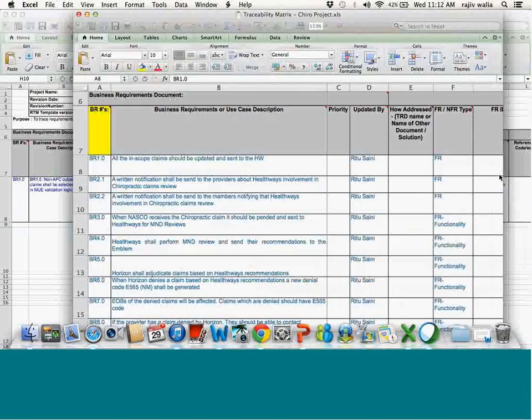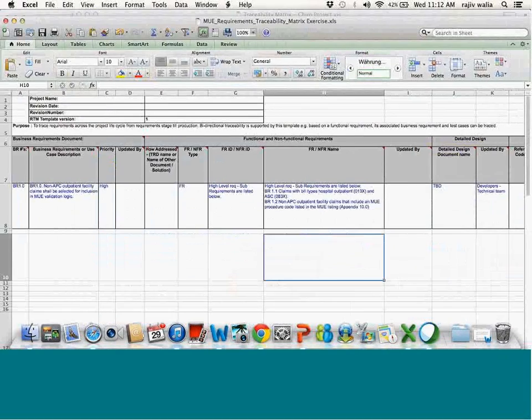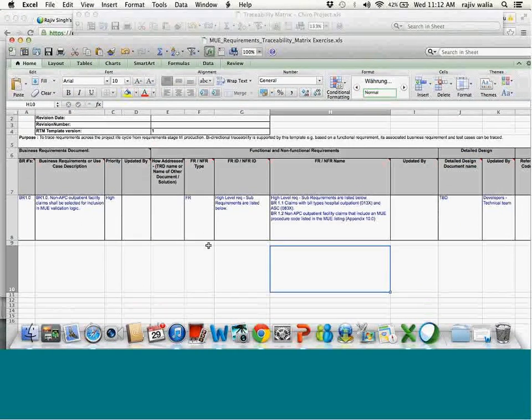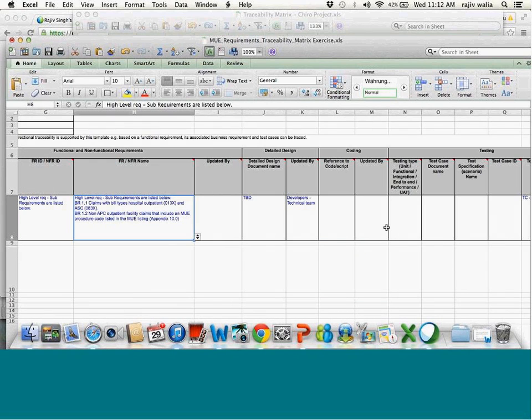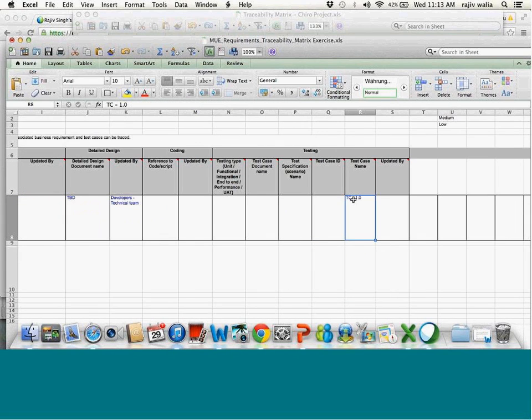We build a traceability matrix from scratch. Here's the matrix for a project. We start up with the BRD. We start up with the requirement document. We go to the functional requirements, and we set up to the testing document over here.